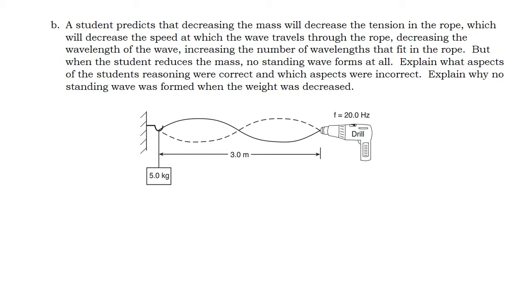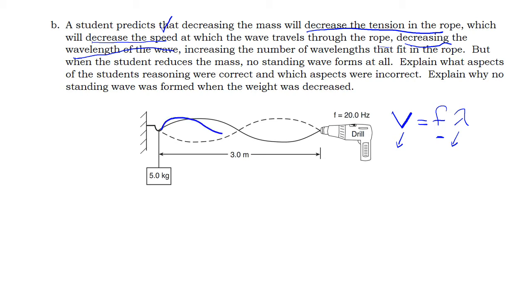If we decrease the tension, it is true that the speed will decrease as well. And according to v equals f lambda, we still have the drill spinning at 20 Hertz, but the speed went down, so the wavelength must also decrease. And so this is a correct statement as well, that the wavelength of the wave decreases. If the wavelength decreased, it would be possible that the number of wavelengths that fit in the rope increased.